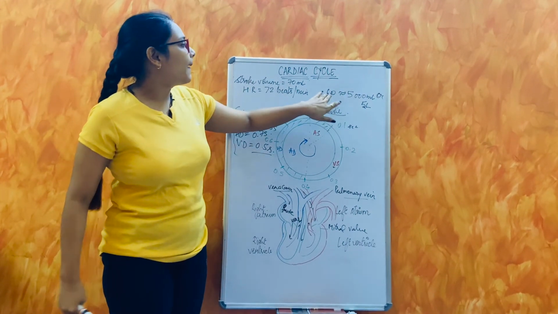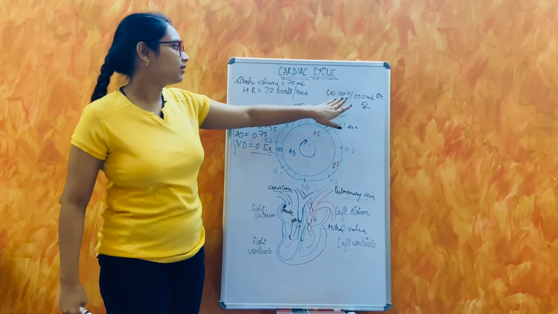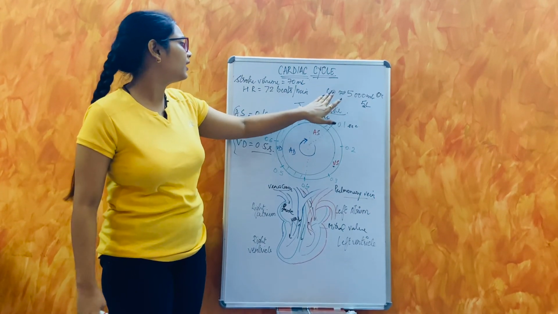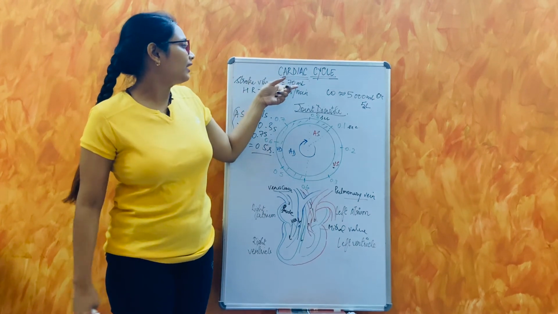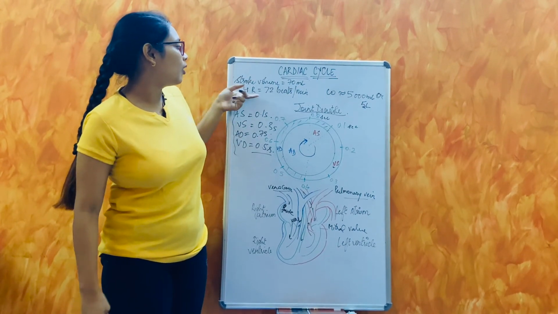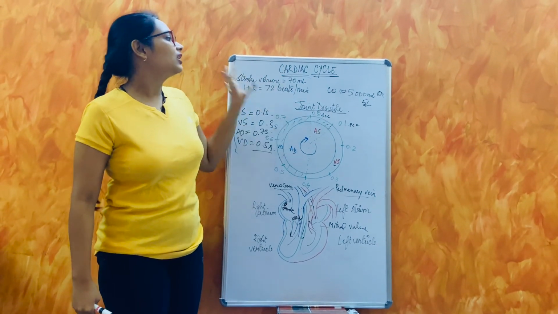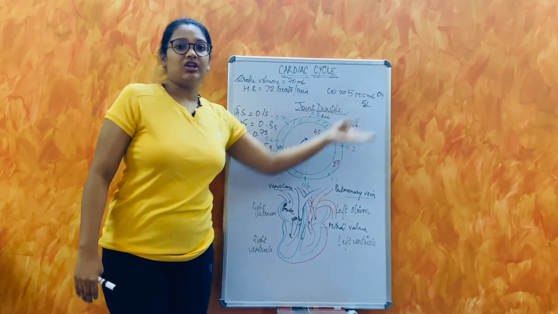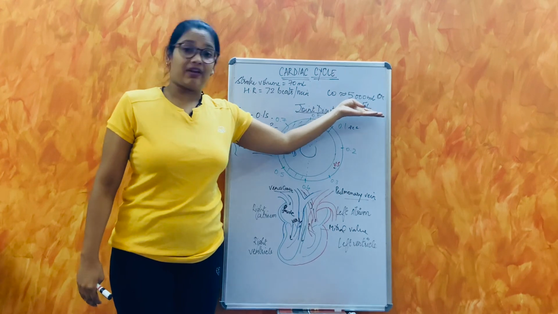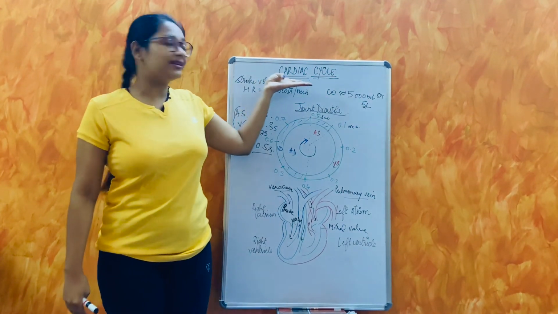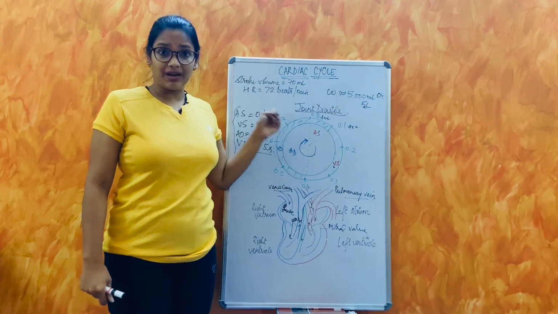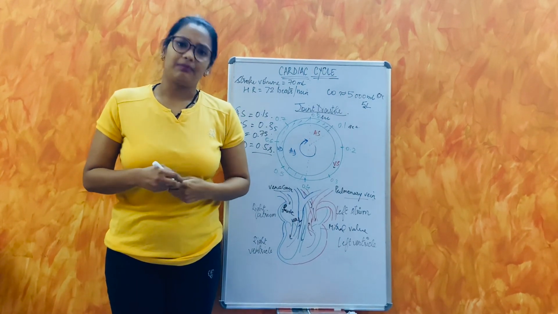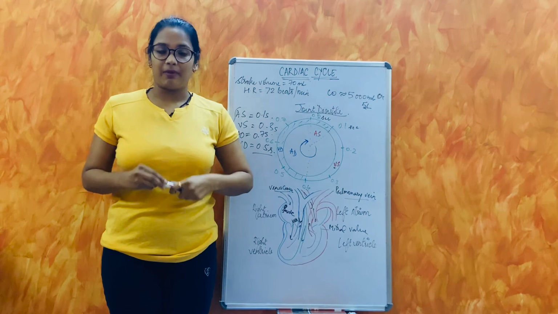Now, if you calculate how much output is there of the heart in 1 minute, you can find it by multiplying the stroke volume with the heart rate. That comes out on an average nearly to 5 liters. So cardiac output is 5 liters, stroke volume is 70 milliliters per beat, and heart rate is around 72 beats per minute. So that is the end of my video.